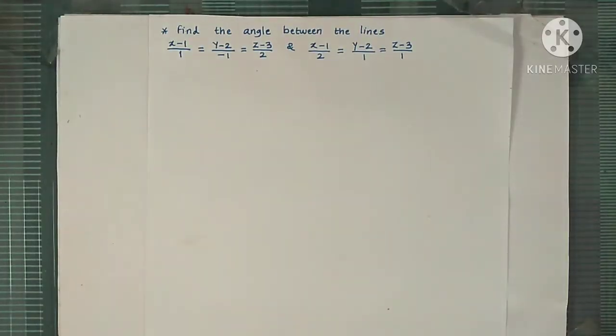Hello students, in this video we are going to solve some questions based on angle between two lines. Here equations of the lines are given as Cartesian equation. (x minus 1)/1 = (y minus 2)/(minus 2) = (z minus 3)/2. And the second line given is (x minus 1)/2 = (y minus 2)/1 = (z minus 3)/1.